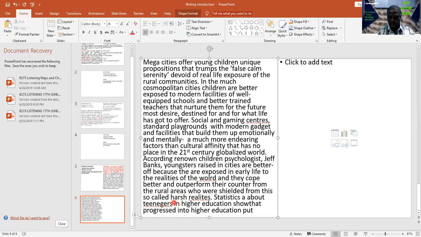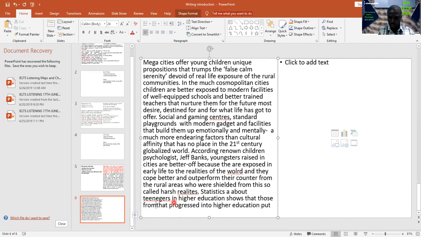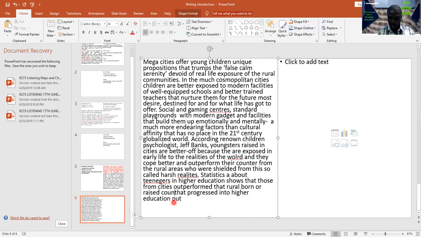shows that those from cities outperformed their rural born or raised counterparts in almost all university courses.